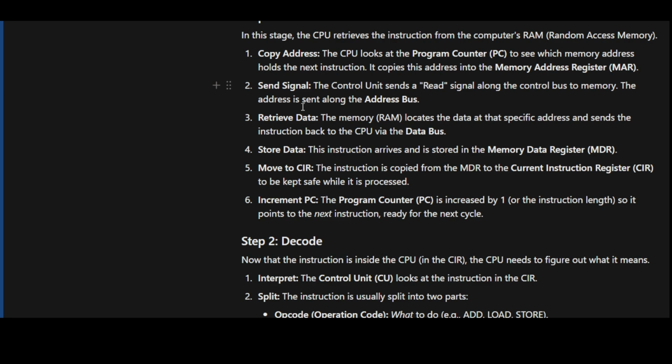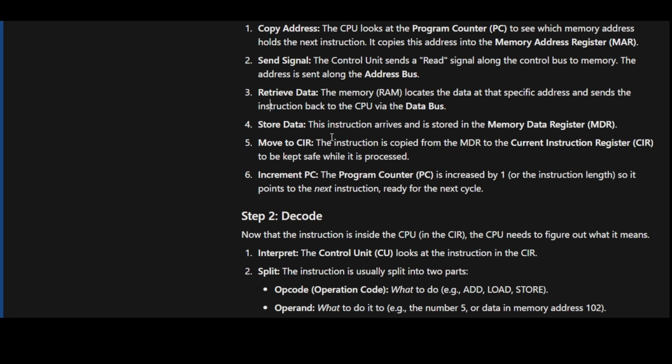Then if it has to be read, the memory has to return the values that reside in that address, right? So that's what happens in the next step. It is the responsibility of the memory, here the RAM. So the RAM locates the data at that specific address that the control unit provided and sends the instruction back to the CPU via the data bus. Here it is specified as instruction, but in general the data is sent back to the CPU via the data bus.